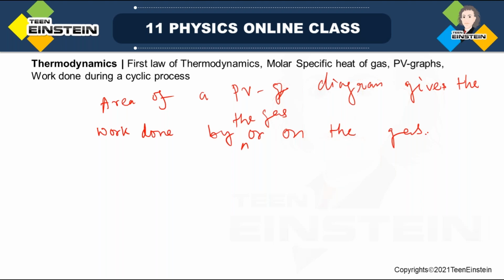Okay, so I will stop here for today. We'll discuss this PV diagram and work done during cyclic process, and other things related to this, PV diagram, PT diagram, VT diagram, etc. Those diagrams we will first finish along with various processes, then we'll move further.